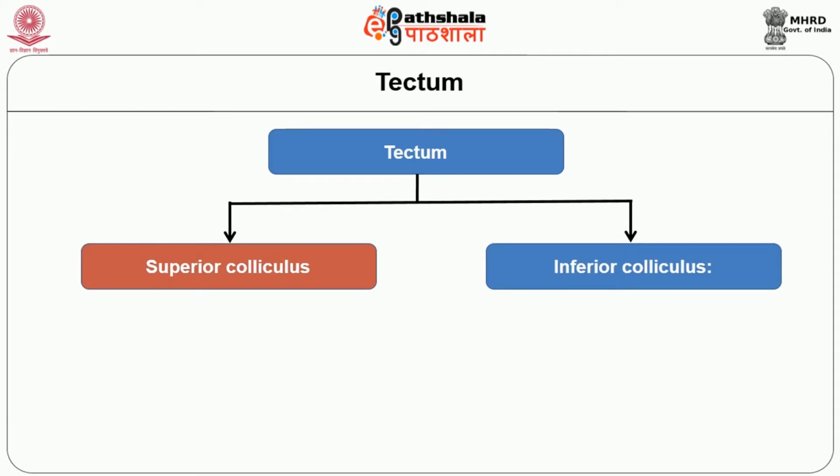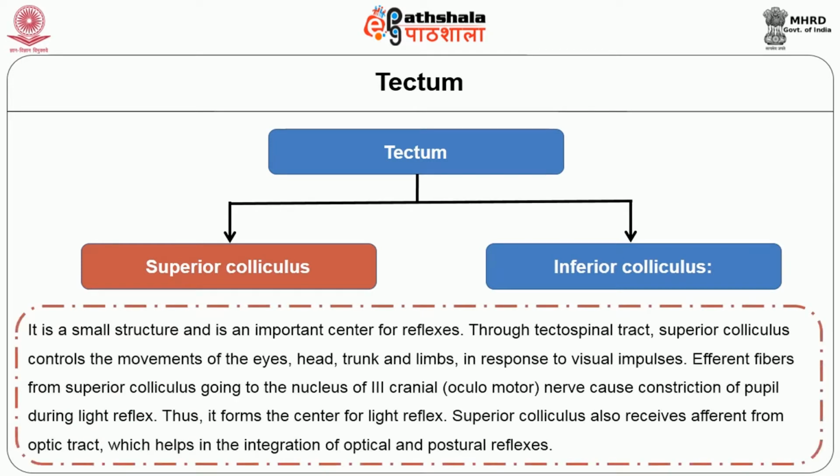Superior colliculus, which is a small structure and an important center for reflexes. Through the tectospinal tract, the superior colliculus controls the movement of the eyes, head, trunk and limbs in response to visual impulses. The efferent fibers from the superior colliculus going to the nucleus of the third cranial oculomotor nerve cause constriction of the pupil during light reflex. Thus, it forms a center for light reflex.